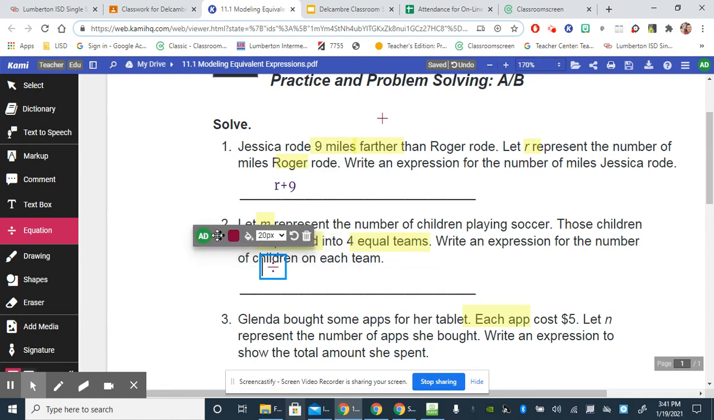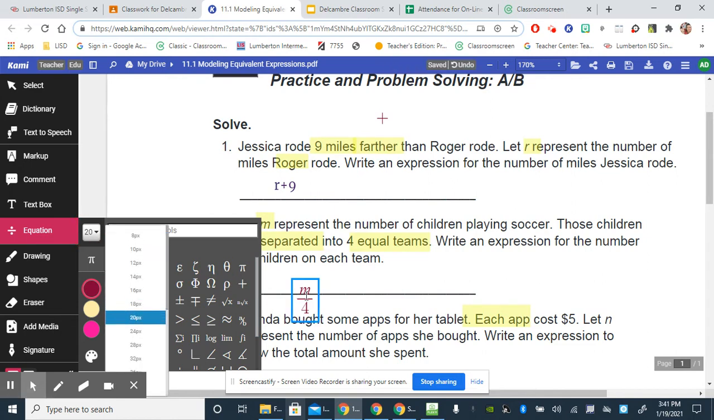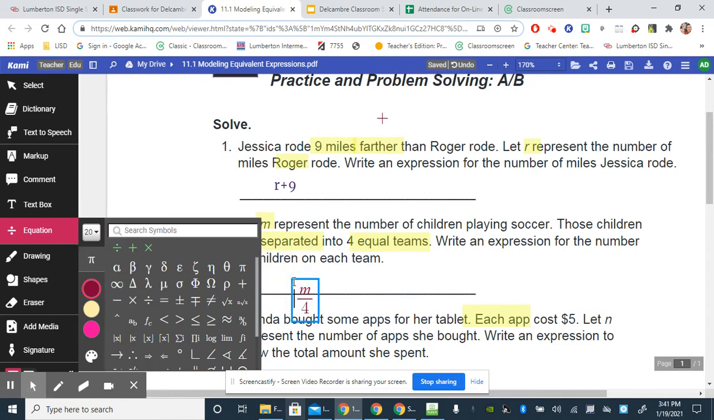All right. Because it says separated. That was that key word. Remember, not all those words on that sheet meant add, subtract, multiply, and divide. But separated into 4 equal teams, we know that that's division. So we're going to take our M and we're going to divide it by 4, and we could show it like this. M divided by 4. There we go.